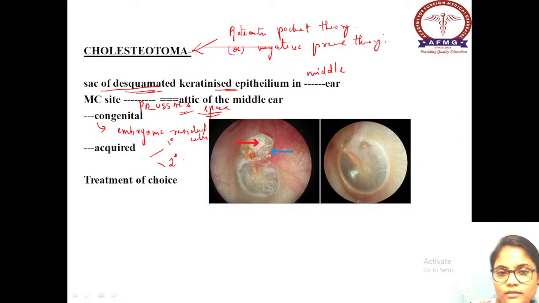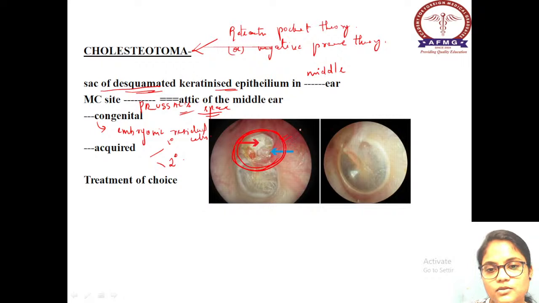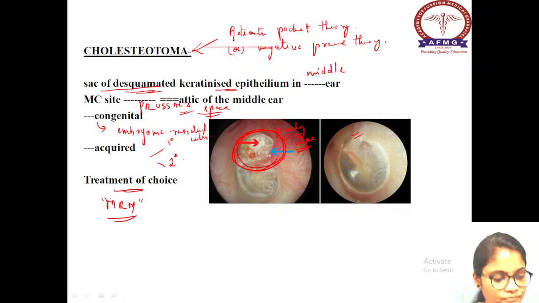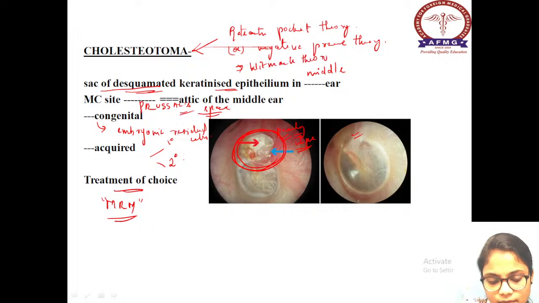One more important thing: can you appreciate in the picture a pearly white appearance, right? This is the normal one and this is the cholesteatoma. So this is a pearly white appearance of the collected material in cholesteatoma. The treatment of choice is MRM, that is modified radical mastoidectomy. That is important. They can also ask you the name of the theory, that is Wittmaack theory. Important.